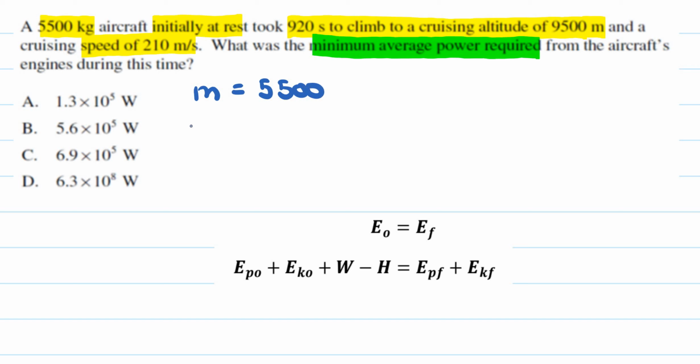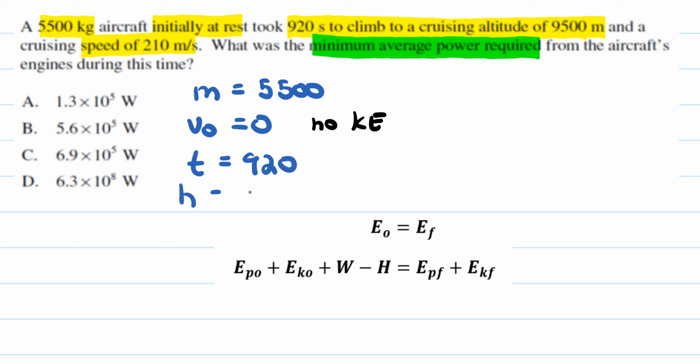5,500 kilograms. The initial speed is going to be 0. This really means there's no kinetic energy. And the time it takes to reach a height of 9,500 meters is 920 seconds. Our final speed for this particular problem is 210 meters per second. And we want to find the minimum power, so eventually we're going to find the power.